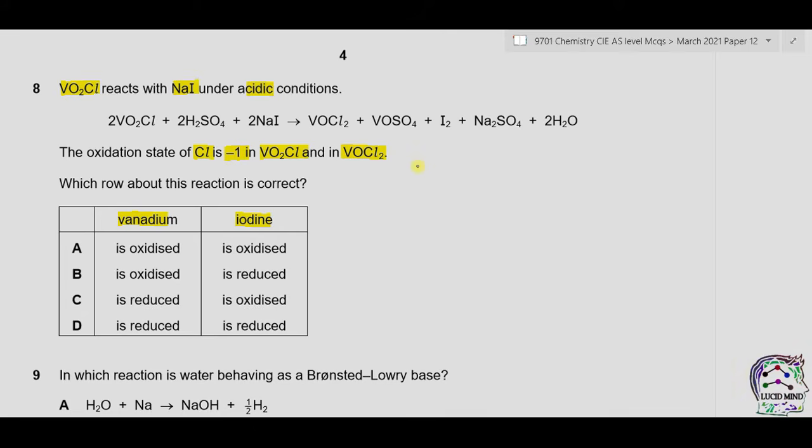We have VO2Cl. We also have VOCl2. We have VOSO4. To find the oxidation state of vanadium, we have to put the oxidation number of oxygen and chlorine. Oxygen is -2, so with 2 oxygen it will become -4. Chlorine is given, it is -1. Overall charge is 0. So we have V - 5 equals 0, or vanadium equals +5.